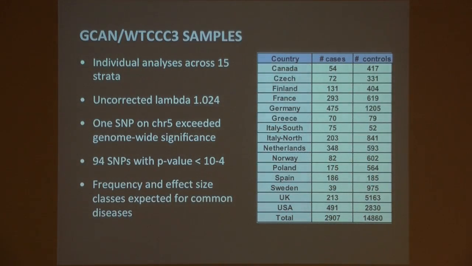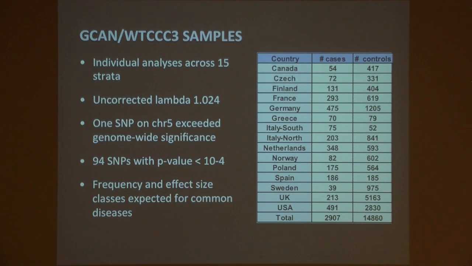So what we have is we had 15 different countries, samples from each. Sweden is represented. And we had to do individual analyses across these different 15 strata and then put them together in one large meta-analysis. Our uncorrected lambda for the preliminary analysis was 1.024. We had one SNP, which I will show you on the Manhattan plot in a minute, that exceeded genome-wide significance. And we are now following up 94 SNPs that have p-values of 10 to the minus 4. Now, the frequency and effect size are just what you would expect for common diseases like anorexia nervosa.